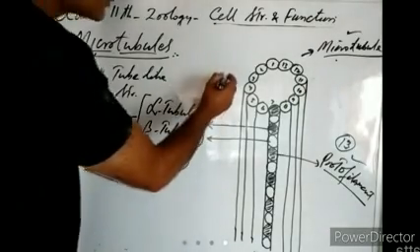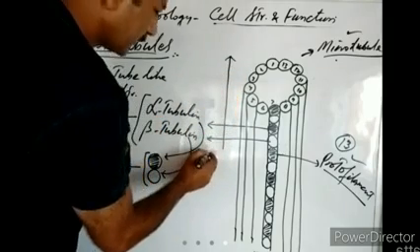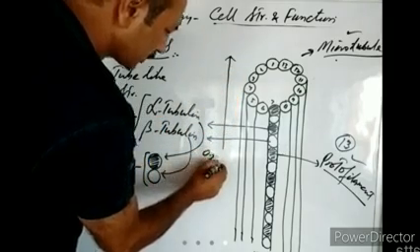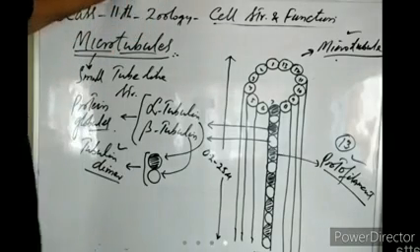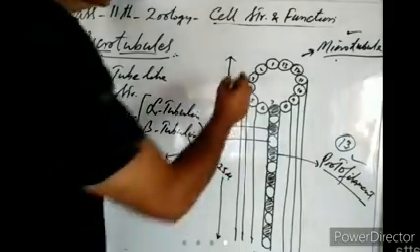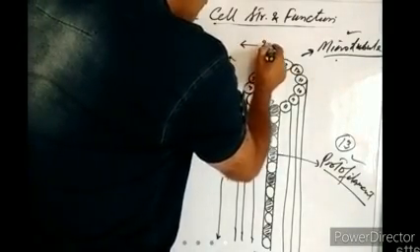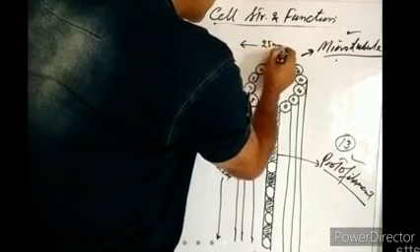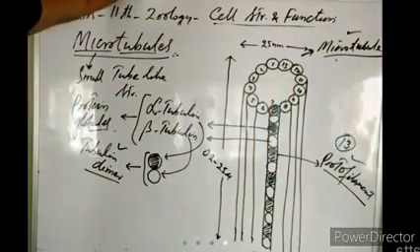What is the length of this microtubule? How long is it? A microtubule may be anywhere between 0.2 to 25 microns in length. Microtubules are short. What about the diameter of a microtubule? This microtubule has a diameter of 25 nanometers, right?